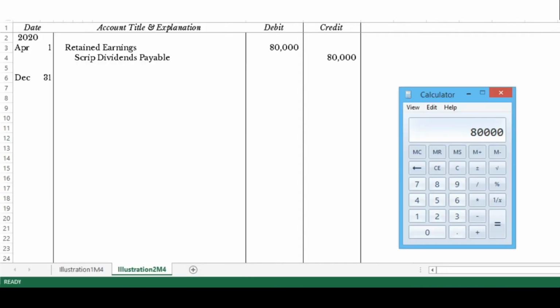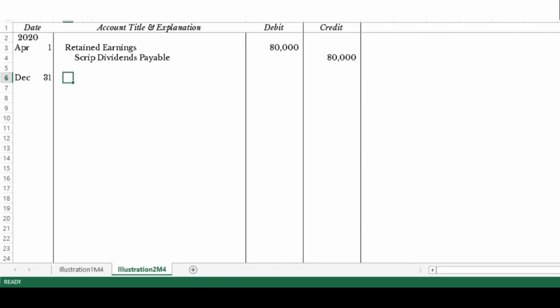Okay, so that would be 80,000 times 0.12. So, 9,600 is our interest per year. Pero since ilang months lang ba siya outstanding noong 2020, bilangin natin April, May, June, July, August, September, October, November, December. So 9 months, we will multiply this by 9 over 12. Okay, so ang i-record nating interest expense noong December 31 would be 7,200. Of course, we will credit interest payable for the same amount of 7,200.